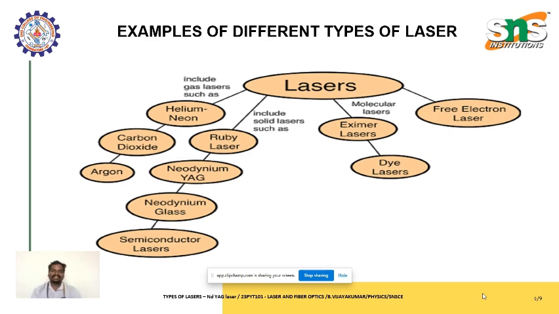The gas lasers include the helium neon laser, carbon dioxide laser, and argon laser. Solid state lasers include ruby lasers, neodymium Nd:YAG lasers, neodymium glass lasers, and semiconductor lasers. Molecular lasers include excimer lasers, dye lasers, and free electron lasers. These are the different examples of different types of lasers.